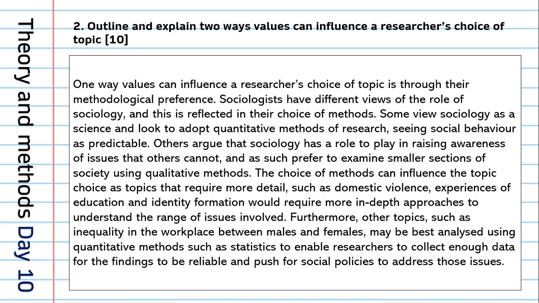So one way values can influence a researcher's choice of topic is through their methodological preference. Sociologists have different views on the role of sociology, and this is reflected in their choice of methods. Some view sociology as a science and look to adopt quantitative methods of research, seeing social behaviour as predictable.